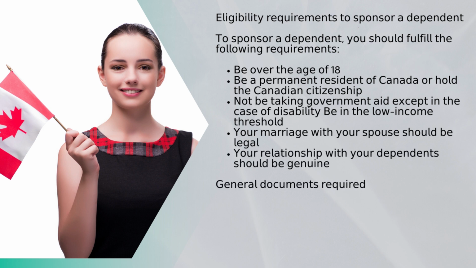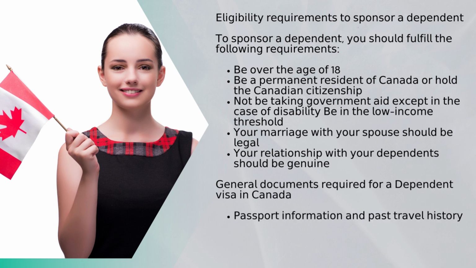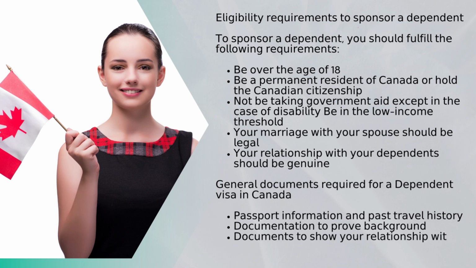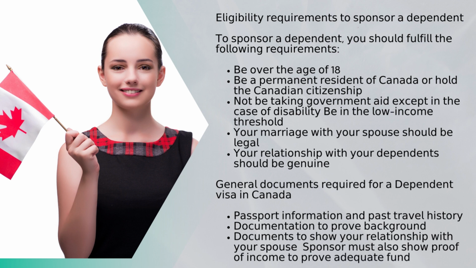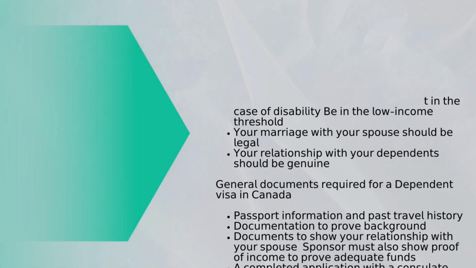General documents required for a dependent visa in Canada. Passport information and past travel history. Documentation to prove background. Documents to show your relationship with your spouse sponsor must also show proof of income to prove adequate funds. A completed application with a consulate fees.